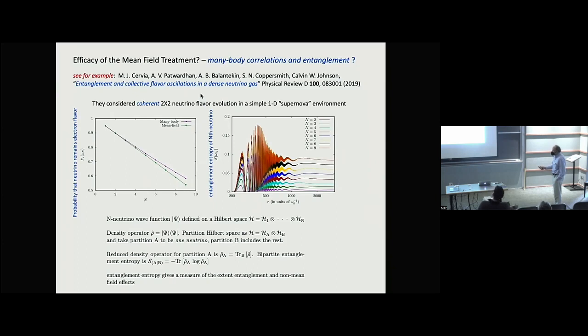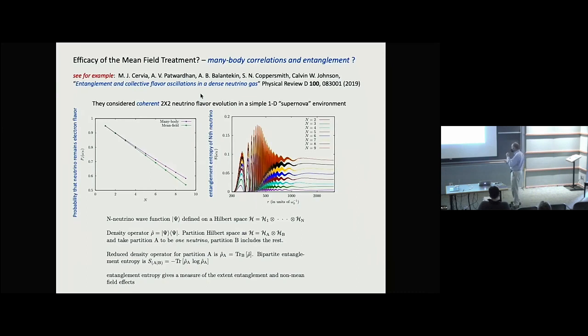But you can see something very disturbing here, which is that the entanglement entropy increases as the number of neutrinos increases. Remember, entanglement entropy is a measure of the inability to treat this neutrino gas as simply a product state of different individual neutrinos.